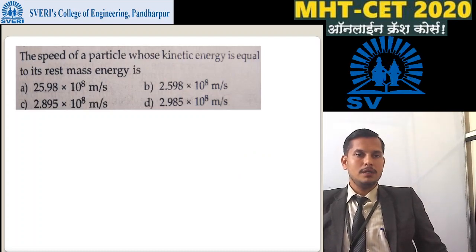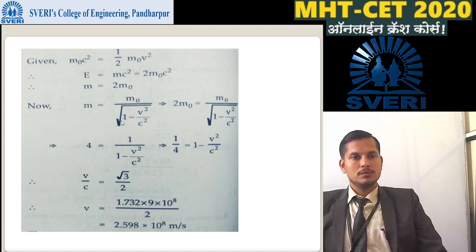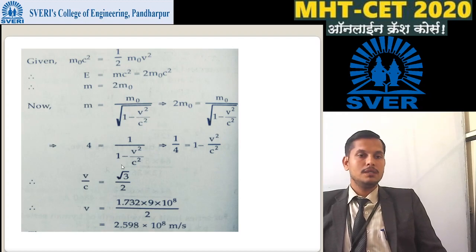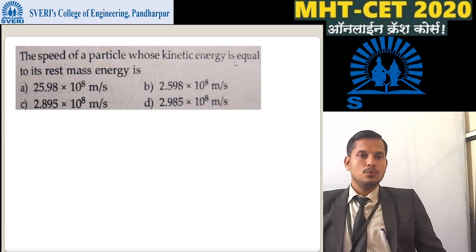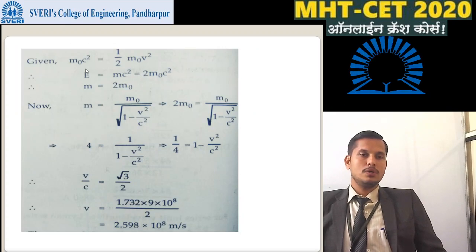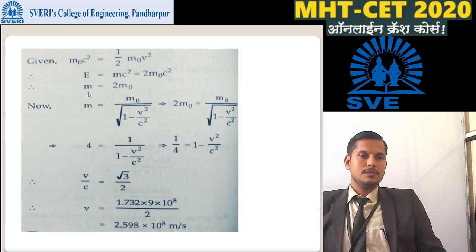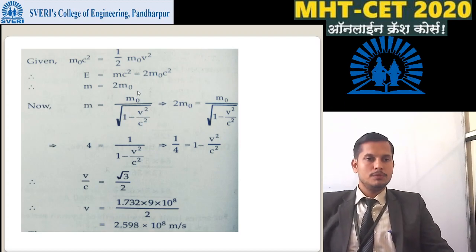Next, the speed of a particle whose kinetic energy is equal to its rest mass energy is. So for that, we have to first use the equations, and then comparing the equations, we can get the answer. So here numerical value is not given, but the condition is given: the speed of a particle whose kinetic energy is equal to rest mass energy. So rest mass energy is m0 c square and kinetic energy is 1/2 m0 v square. So as E is equal to mc square, after comparing this, we can simply get m is equal to 2 into rest mass, that is m is equal to 2m0.